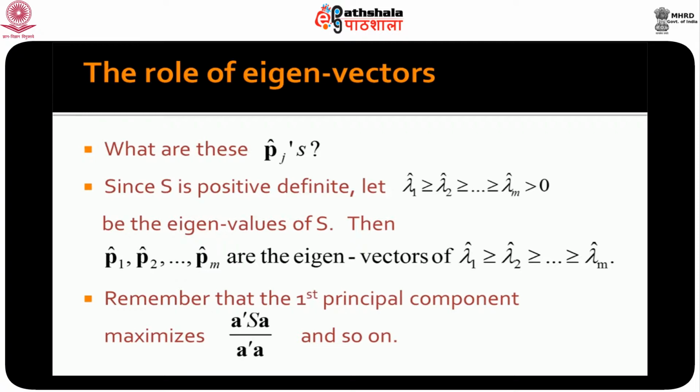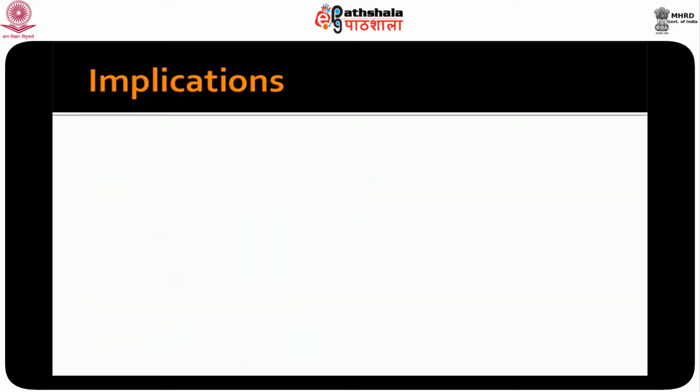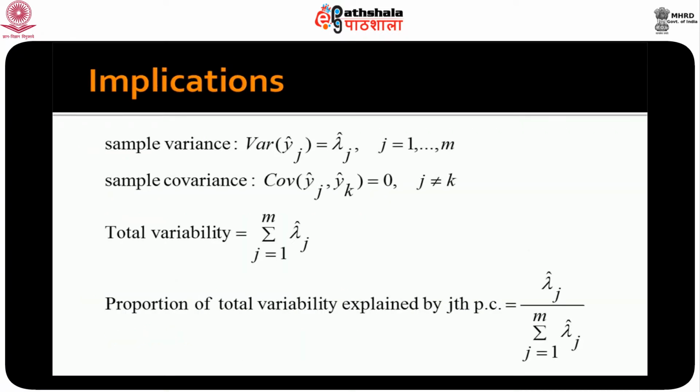So these are results we have done for the population case, and these results hold similarly for the samples as well. So in this case the results are almost similar, so I am not going to prove these results, and we can show that this first principal component would be maximizing A prime SA by A prime A, and the technique would be exactly similar. And once we have computed all the principal components this way, we can also show that the sample variances of these principal components, that is yj hats, would be lambda j hat, and this is true for j equal to 1 to m.